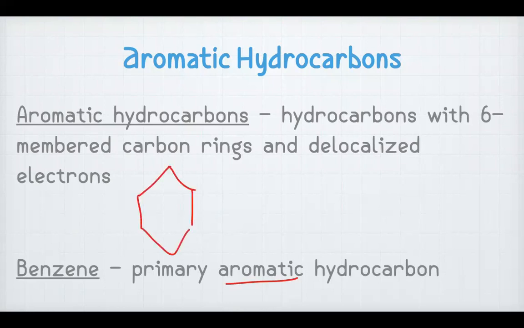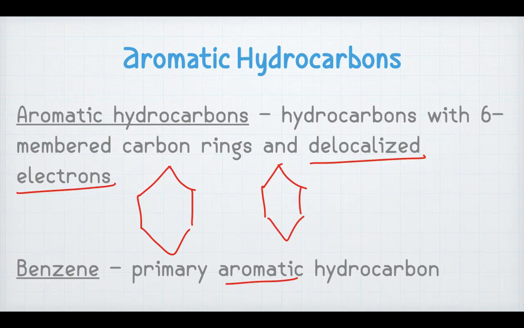There's a 6-carbon ring. They have delocalized electrons, which is super important for the structure. Because they're delocalized, there are 2 possible structures. This is actually a resonance structure, if you remember that from grade 10, where there's no one structural formula to represent the possible structures of the actual molecule. So it lies somewhere in between the 2.